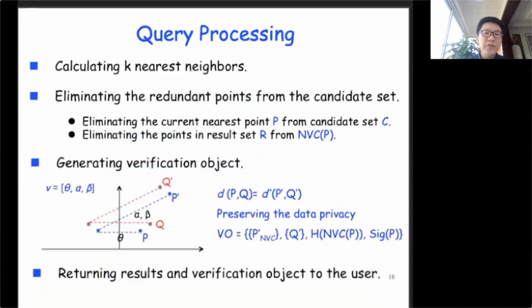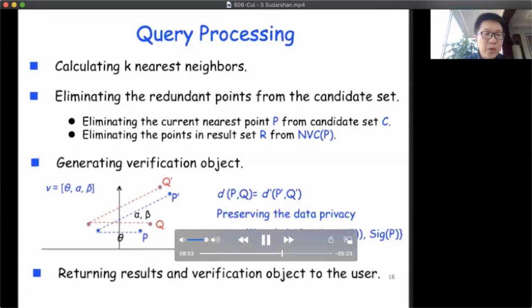For the query processing, repeat the above protocols until the result set size is k. Note that the inserted neighbor points may contain redundant points which are already in the result. Here, we eliminate the redundant points in the following 2 scenarios. One is eliminating the current nearest point from the candidate set, and the other is eliminating the points in the result set from the neighbors of the current point.